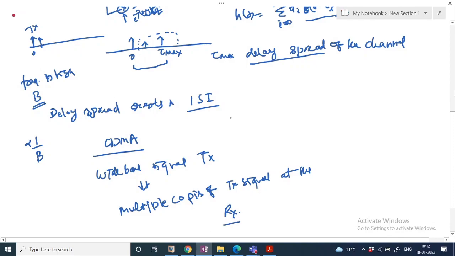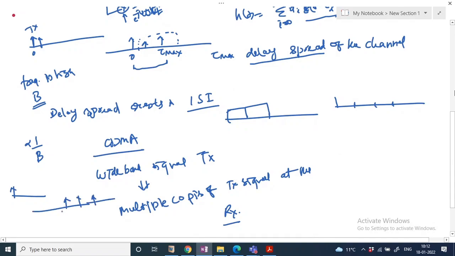This is the first pulse, second symbol, and so on. At the receiver, these are the delay spreads. As I already told you, one impulse can result in multiple impulses at the receiver due to the multiple paths. That is the delay spread, and that is the maximum delay spread. This delay dispersion is called time dispersion, and it can cause ISI, inter-symbol interference, at the receiver.